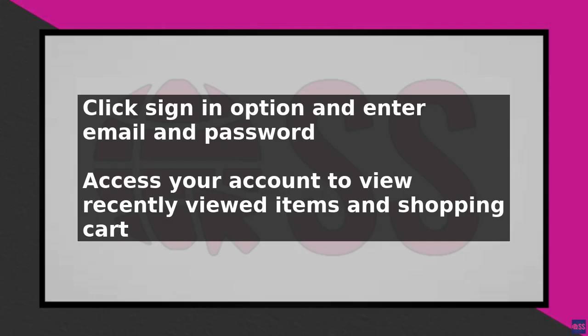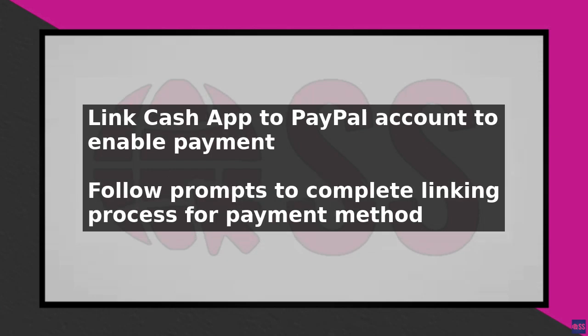In the shopping cart, you'll have a few options for payment. To use Cash App, you'll need to link it with PayPal. To do this, go to your Cash App account, select the option to do more with your money, and then link it to your PayPal account by logging in and following the prompts.